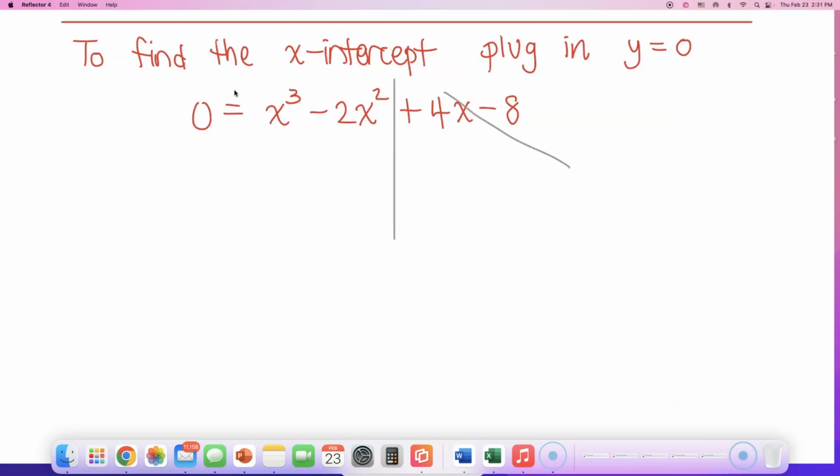To the left, move this a little bit to the left. Give me 1 second. I'm going to move this guy a little bit to the left.